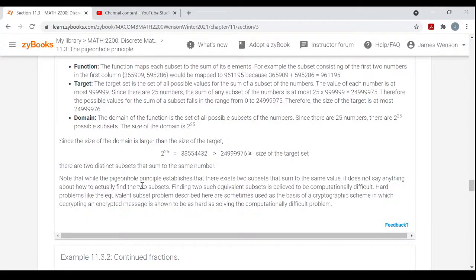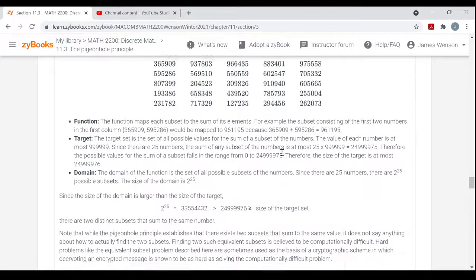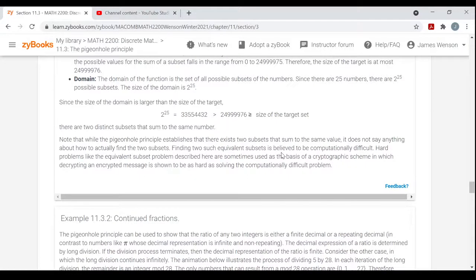Note that while the pigeonhole principle establishes that there exist 2 subsets that sum to the same value, it doesn't say anything about how to actually find them. If you actually wanted to say, okay, at least two subsets of these numbers have the same sum, great, can you find them? Well, that would take a lot more work. You'd actually have to play around with these. So this just shows you that certain things exist, not how to find them.